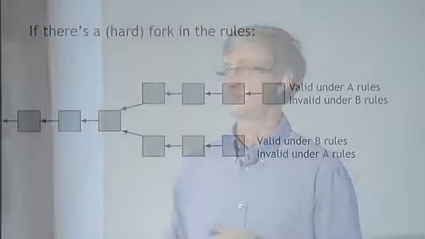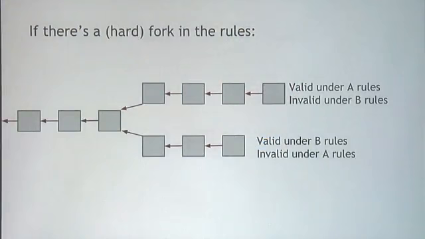Let's look a little bit more at what happens if there's a fork in the rules. In a previous lecture, we talked about the distinction between a hard fork and a soft fork. I'm talking about a hard fork here. So what happens is the following. Here we have the blockchain, which is coming along, building up the history. And at some point, there will be a fork in the blockchain if there's a disagreement about the rules. And you get two branches.